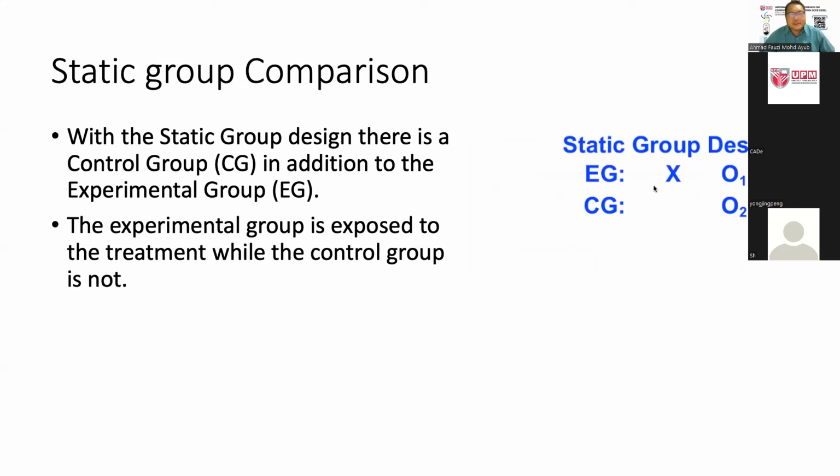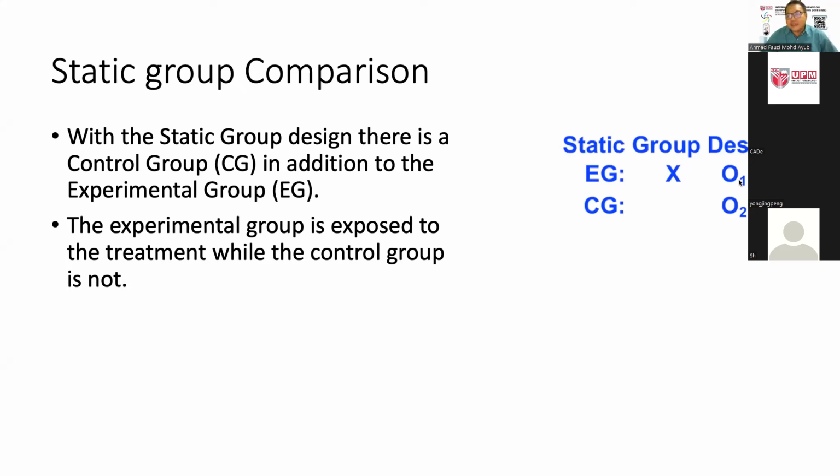Static group comparison. So this one, you have a control group, but then you don't have the pre-test here. So both have the post-test, but without the pre-test. So this one also still arguable. So we can still argue about this design, because you don't have the pre-test.